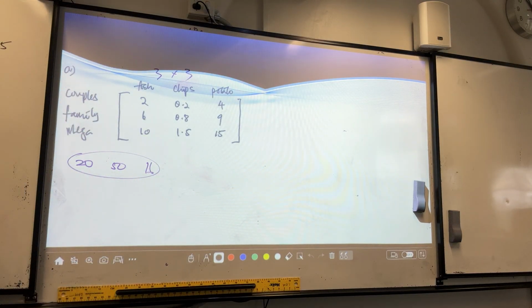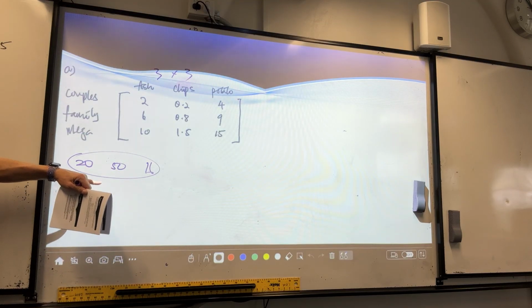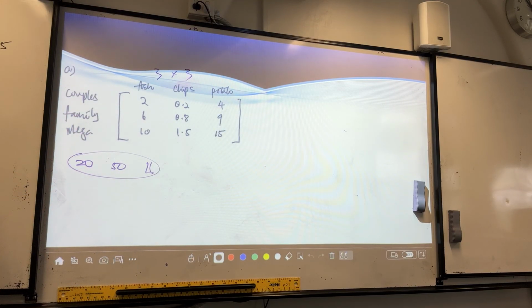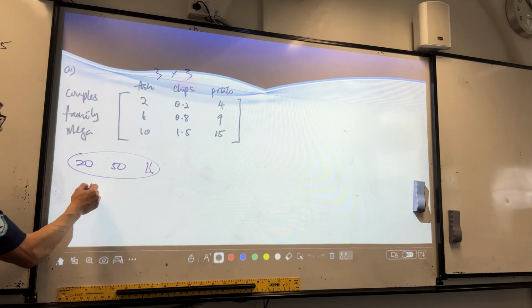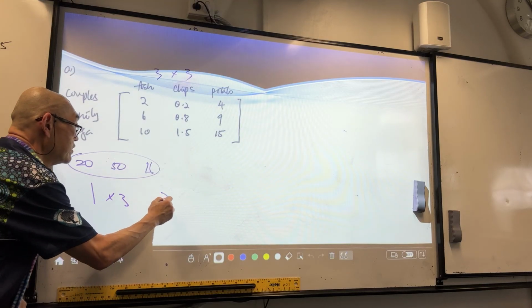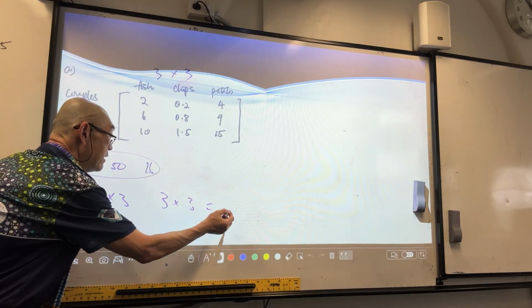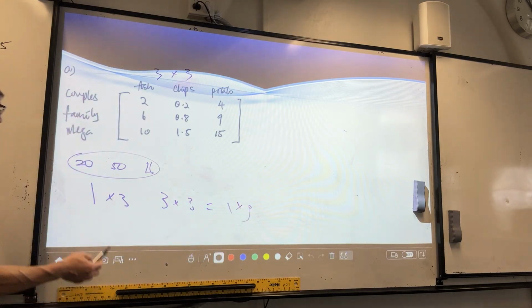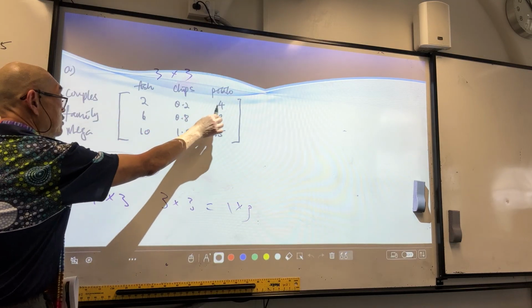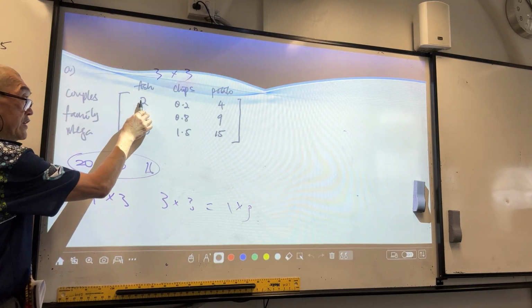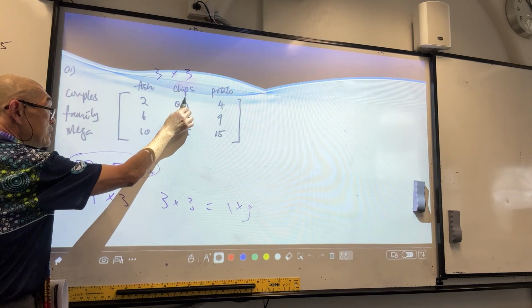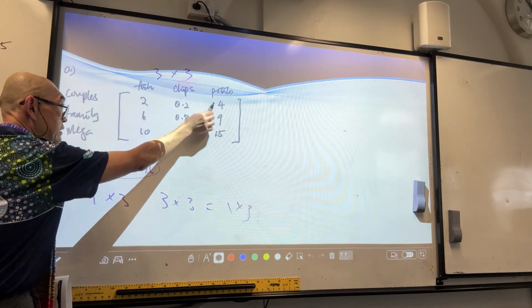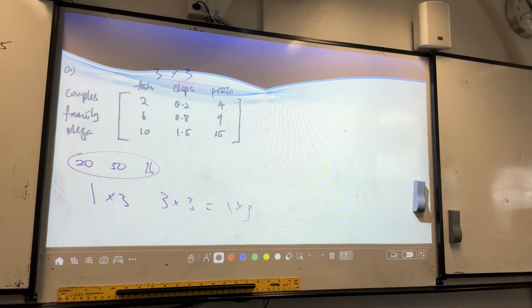All right. What do you want? Are you going to have this in a column matrix or row matrix? Row matrix. Why? 1 by 3 times 3 by 3 will give me 1 by 3, which means the total number of pieces of fish can be determined, the total weight of chips can be determined, and the total number of potato scallops can be determined.